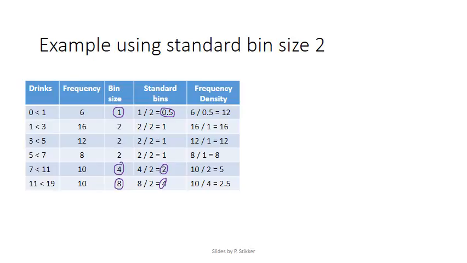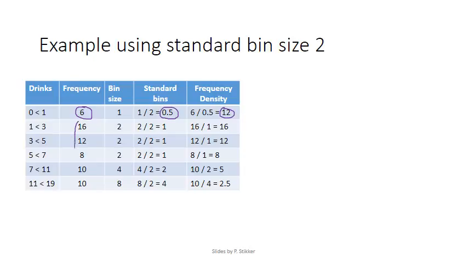The frequency density is now calculated by taking the frequency and dividing it by the number of standard bins. So for the first one, we'll take the frequency, we'll divide that by the number of standard bins, and that gives us 12. Note that 6 divided by 2 would be 3, but we're doing 6 divided by a half, which is actually 12.